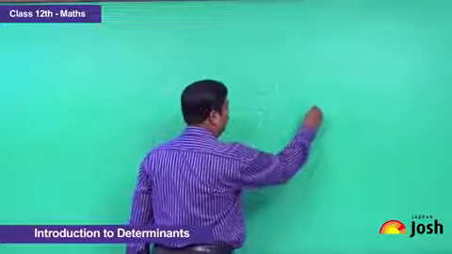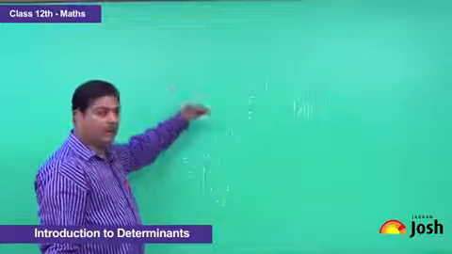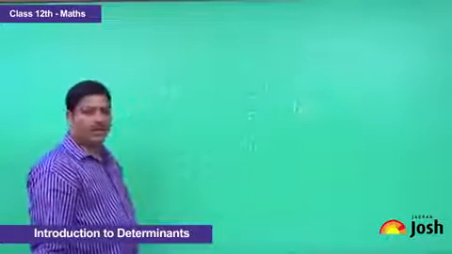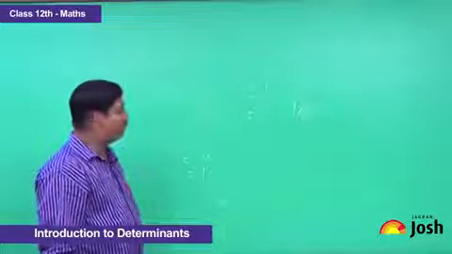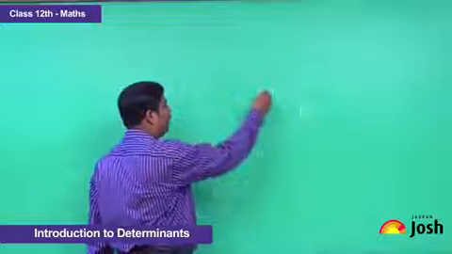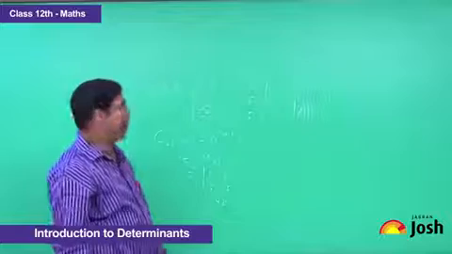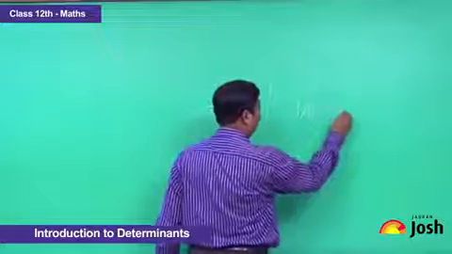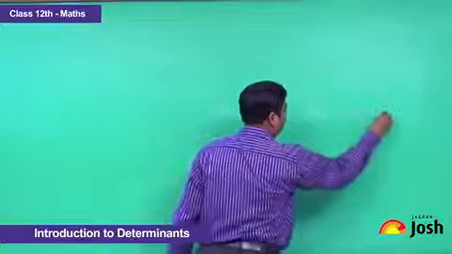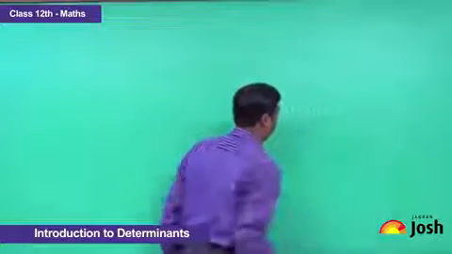To find the determinant value of a 3 cross 3 matrix, we pick up any row or any column and then multiply its elements by their respective cofactors and then finally add them. For example, suppose we pick up the first row whose elements over here are 2, 0, 8, and in standard notation they are A11, A12 and A13. So the determinant value will be given by A11 C11 plus A12 C12 plus A13 C13.